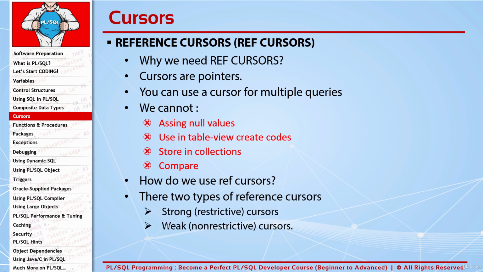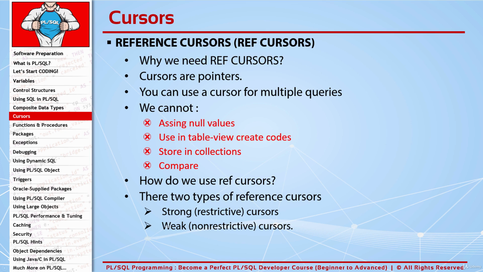Actually, there are two types of reference cursors: strong cursors and weak cursors. Or they can be called restrictive and non-restrictive cursors. The difference between strong and weak cursors is the return type restriction. If we specify a return type for our ref cursor, this becomes a strong ref cursor. This type of ref cursor is less error prone because the compiler will show you most of the errors before you run your code, because it knows which type of data will be queried or fetched.